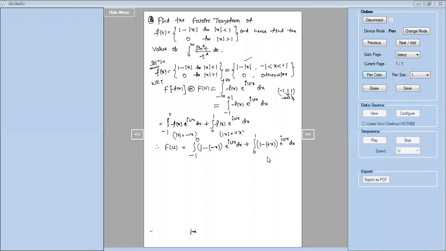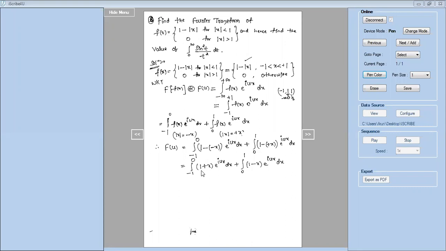So this is equal to the integral from minus 1 to 0. See, this is 1 minus into minus plus, it is 1 plus x into e power iux dx, plus the second one, integral 0 to 1, it is 1 minus x into e power iux dx. Right? So this function was simplified.